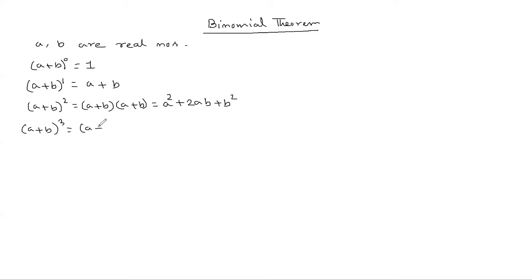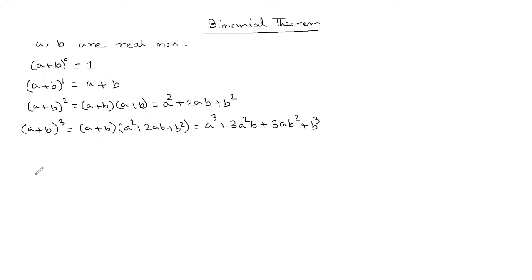Similarly, if you want to find (A plus B) whole cube, then also it is very easy. We can calculate (A plus B) times (A plus B) whole square, which is A square plus 2AB plus B square. If you multiply these two expressions, you'll get A cube plus 3A square B plus 3AB square plus B cube.